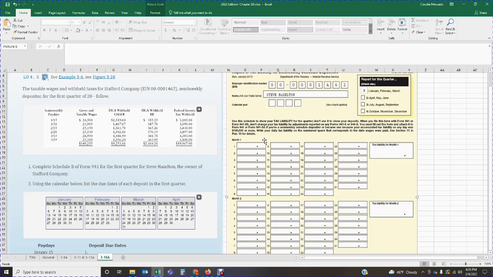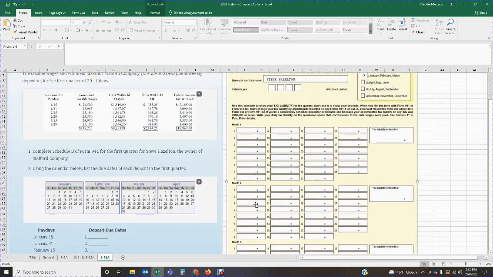Okay, so this isn't specific to the semi-weekly depositors, but if you're just doing business and your tax liability for any specific date is greater than $100,000, you must complete the form as well. In this particular case, Stafford Company is a semi-weekly depositor, so we are going to figure it out. We need to figure out our tax liability for the first quarter, for month 1, month 2, and month 3, so we can calculate our tax liability for the quarter. So it'll be month 1, January, month 2, February, and then month 3, March, okay?